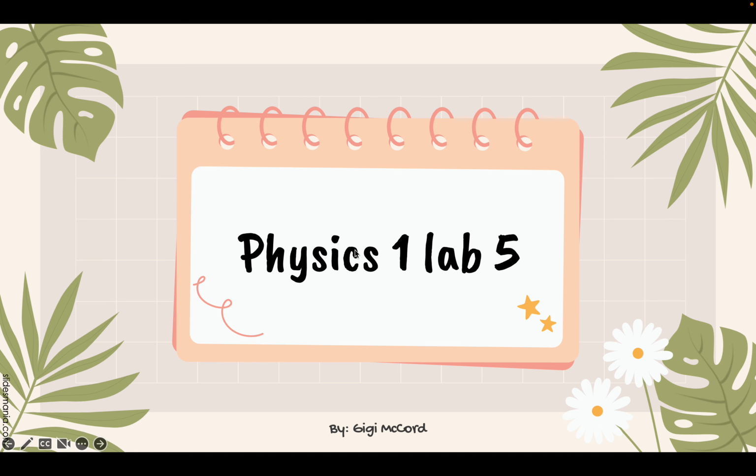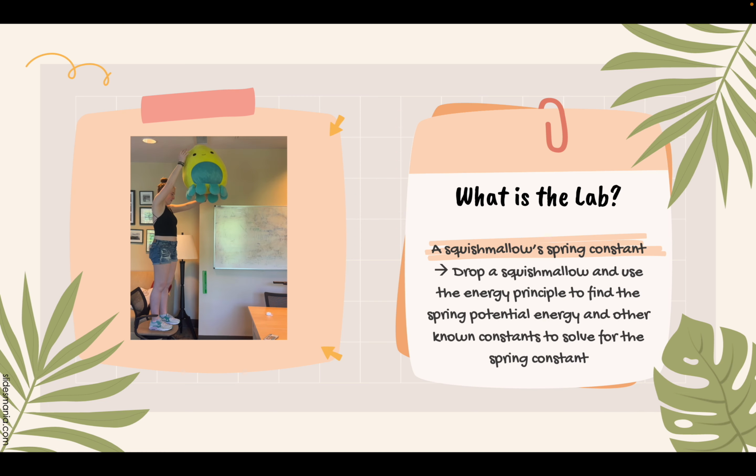This is Physics 1, Lab 5. For this lab, we took a Squishmallow and dropped it from 3 meters and observed the amount that the Squishmallow shrunk, compressed, and squished, and treated it as a spring. By using the energy principle, we can find the spring constant of the Squishmallow.